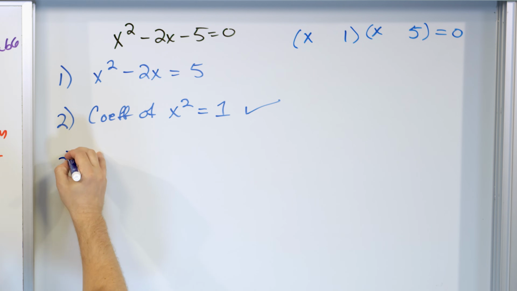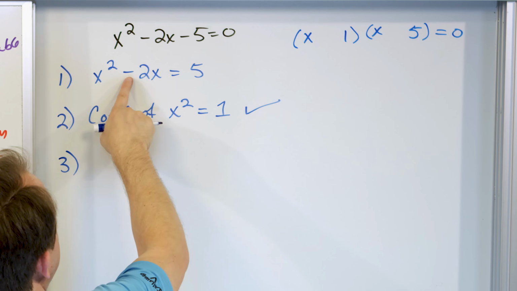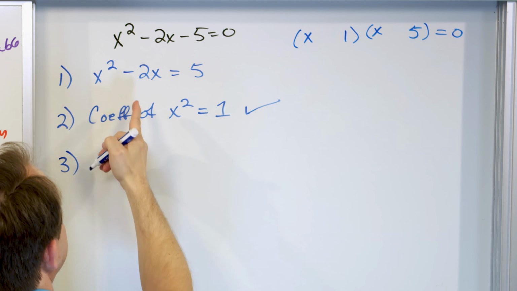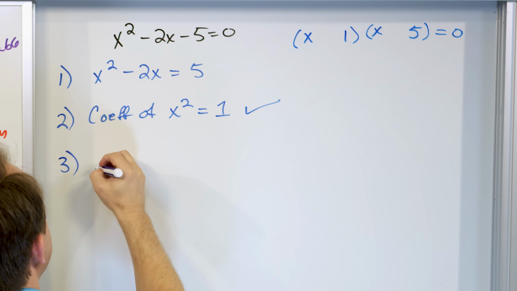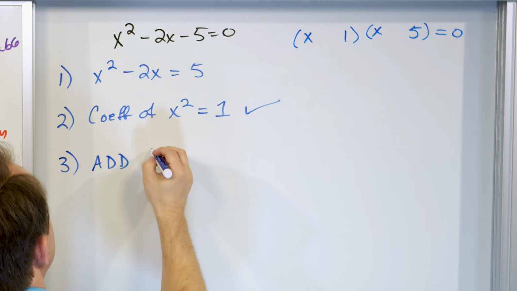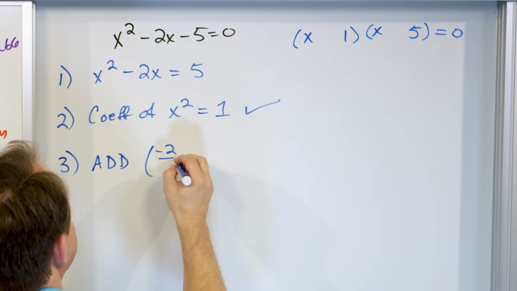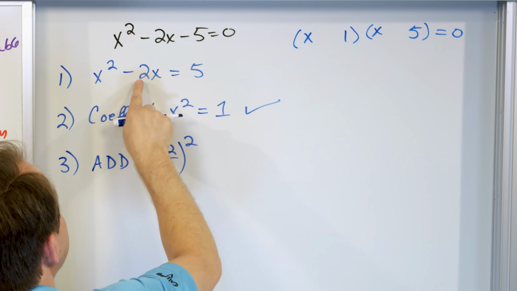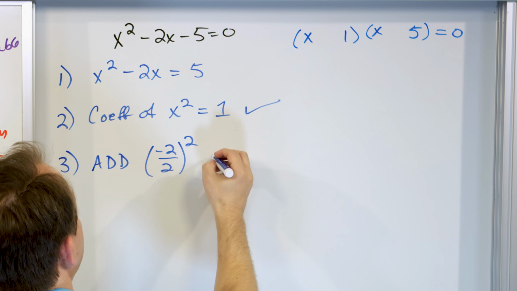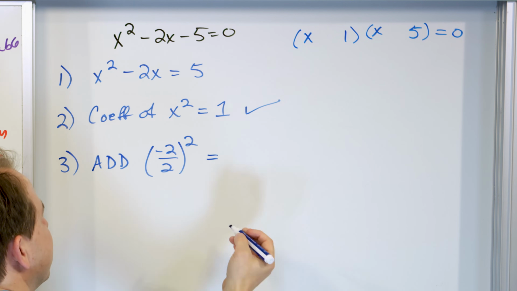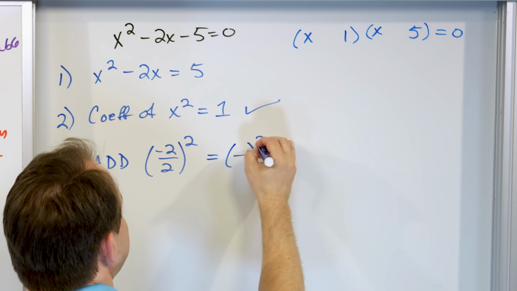The next step is we take a look at what's in front of the x term. In this case, it's negative 2. We're going to take the negative 2, divide it by 2, and square it. Whatever is in front of the x, you divide it by 2 and then square it. That's negative 2 divided by 2, which is negative 1. We're going to square that.